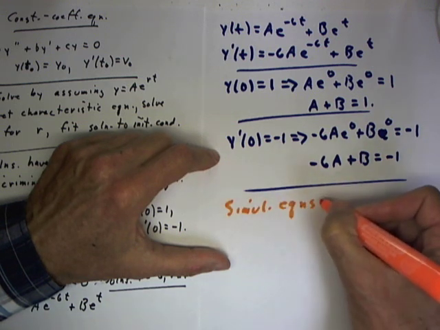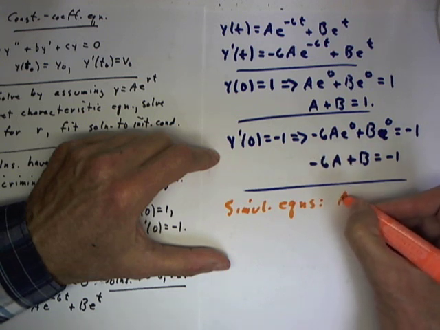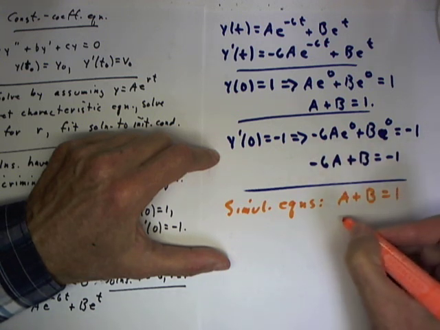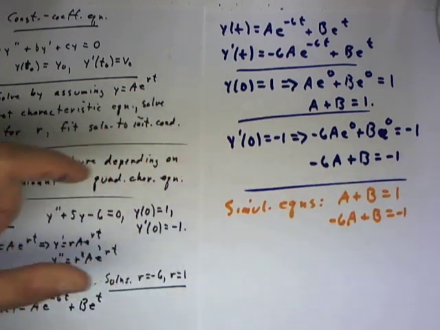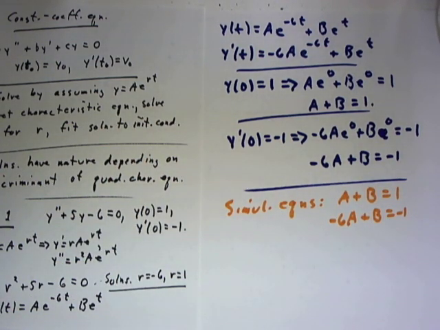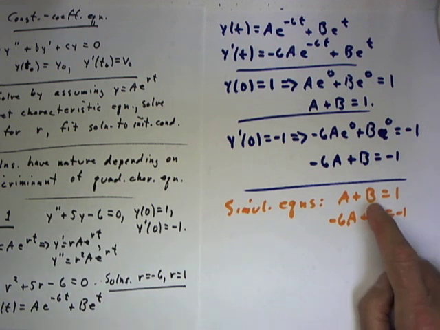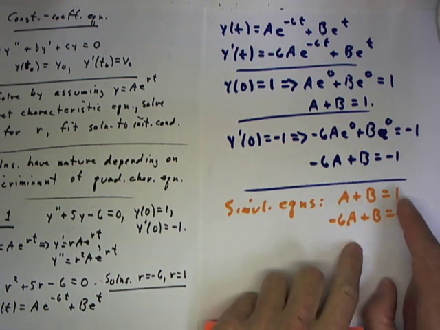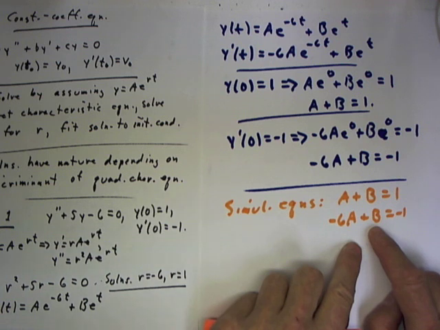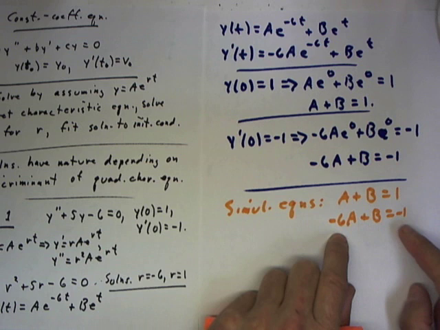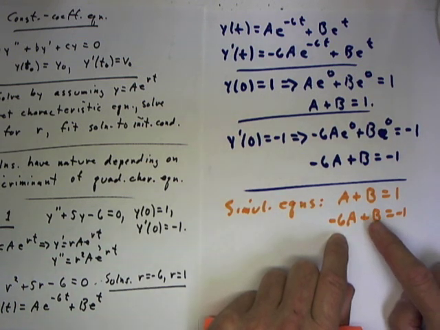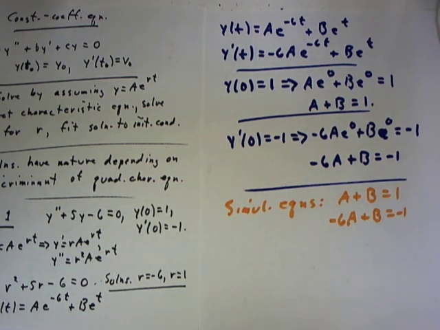So our simultaneous equations are A plus B equals 1, negative 6A plus B equals negative 1. There are various ways to solve this system of equations. We could solve the first one. We get B equals 1 minus A. If we substitute 1 minus A here, then we have negative 6A plus 1 minus A. Negative 7A plus 1 would be negative 1, and A would be 2/7.